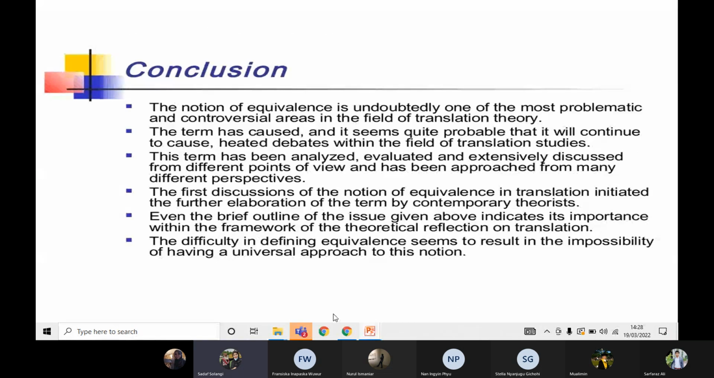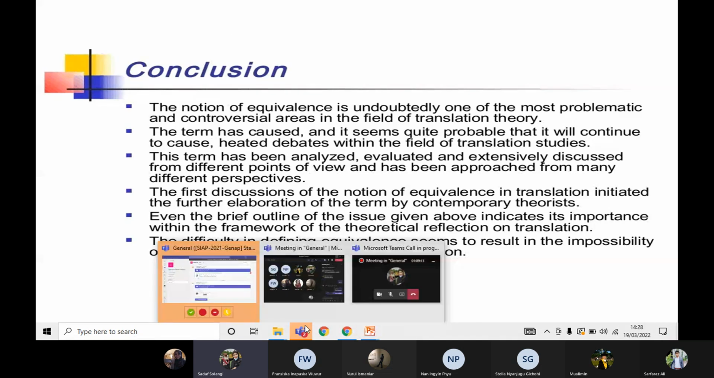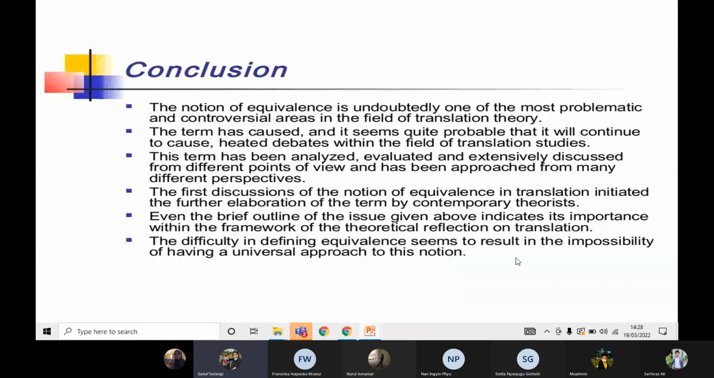So here is the conclusion of our presentation. The notion of equivalence is undoubtedly one of the most problematic and controversial areas in the field of translation theory. The term has caused, and it seems quite probable that it will continue to cause, a heated debate within the field of translation studies.